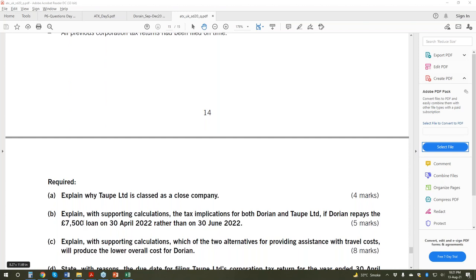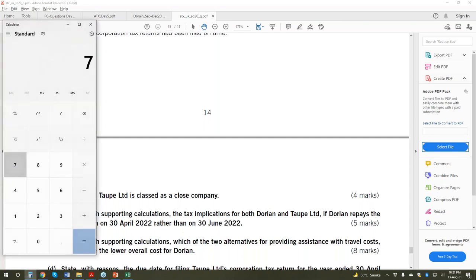However, if we calculate the notional tax, it will be 7500 times 32.5%. It will be £2,438 almost. This is the amount of notional tax that needs to be paid to HMRC. And then we will discuss what is the advantage of repaying the loan to the company earlier than later. So we are done with the second part and we are done with the first part.